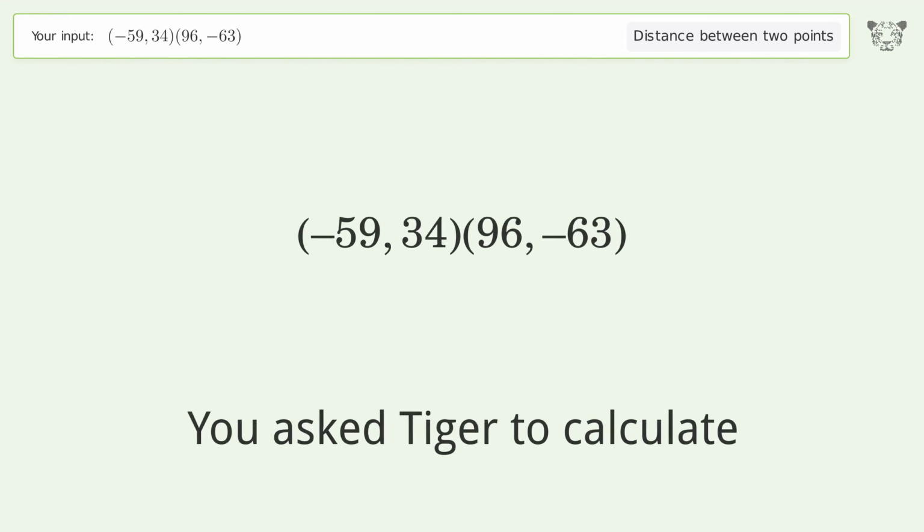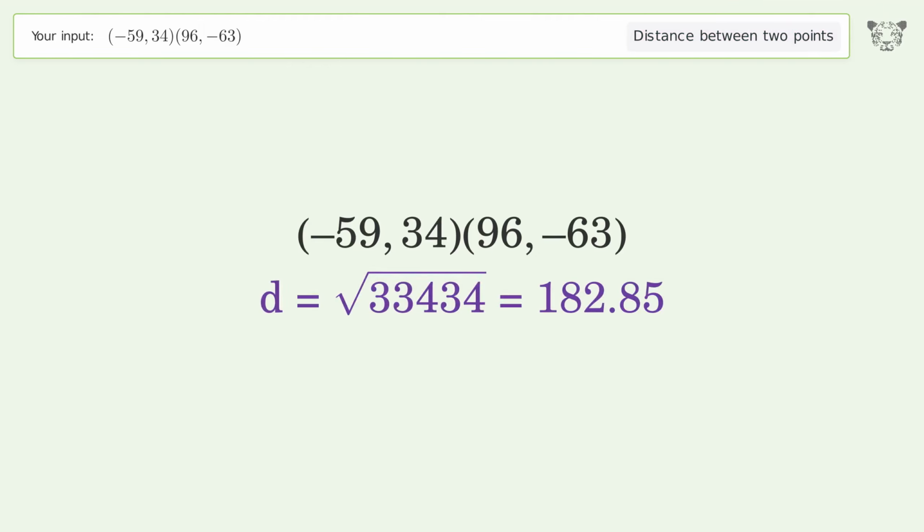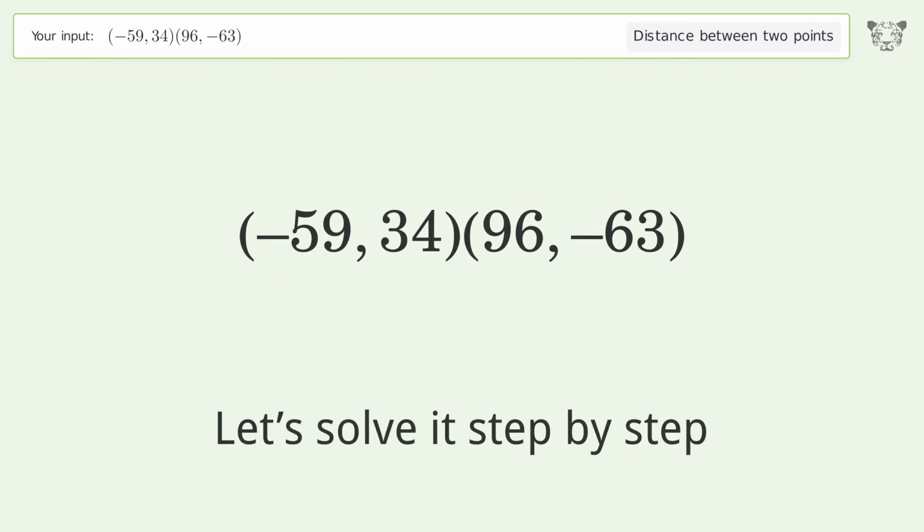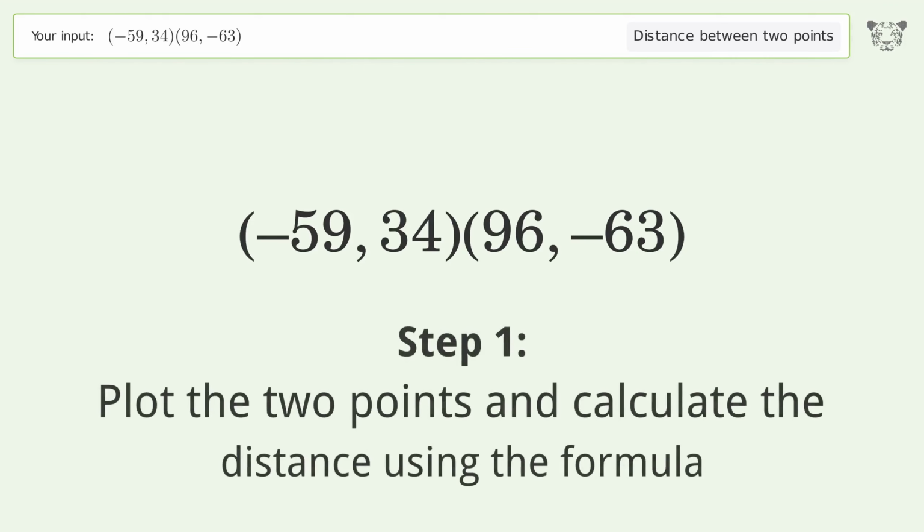You ask Tiger to calculate. This deals with the distance between 2 points. The distance between the 2 points is the square root of 33,434, or 182.85. Let's solve it step by step. Plot the 2 points and calculate the distance using the formula.